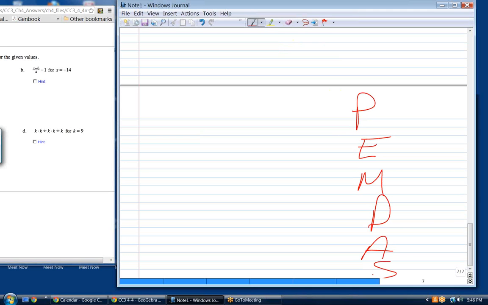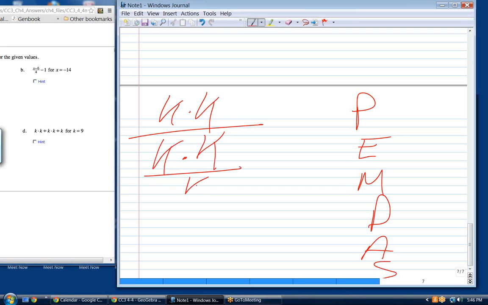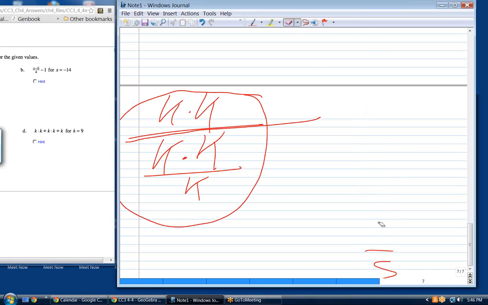What goes first, multiplication or division? Multiplication. So it's K times K divided by K times K all divided by K. Okay. So that's really the way to write it. Then how do you solve that? What's the next step in solving that?